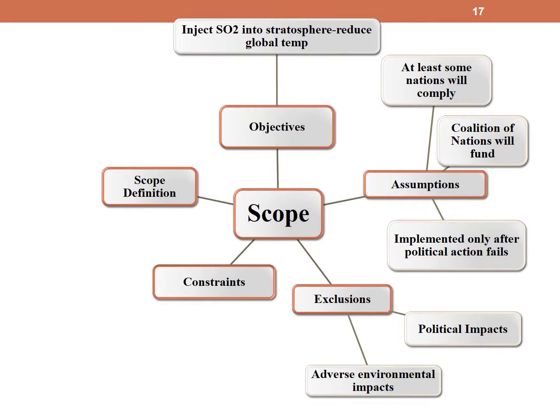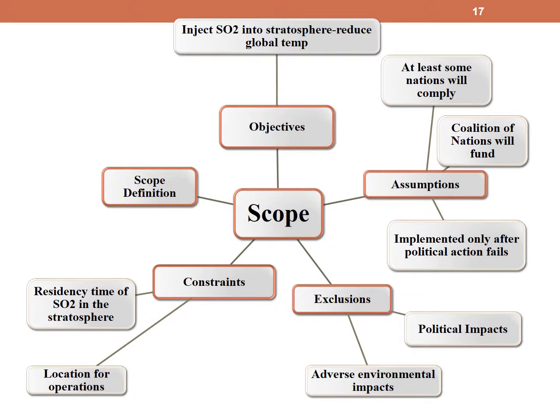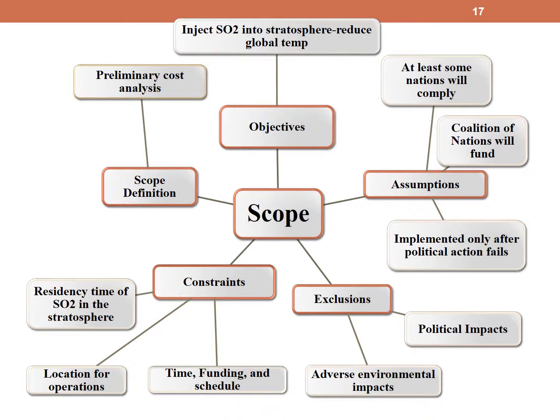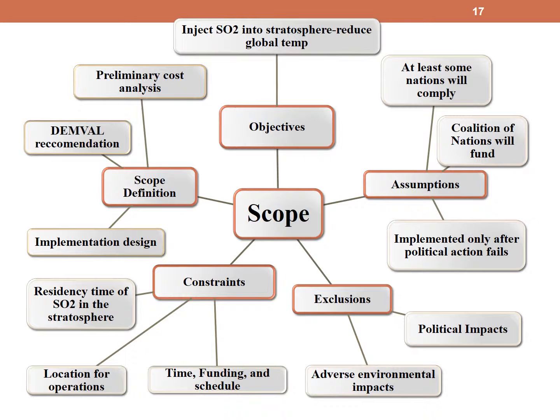It will exclude political impacts and adverse environmental impacts, and the constraints include the residency time of sulfur dioxide in the stratosphere, the location for operations, and the time, funding, and schedule. The scope definition is made up of the preliminary cost analysis, implementation design, and the recommendation of the demonstration and validation.